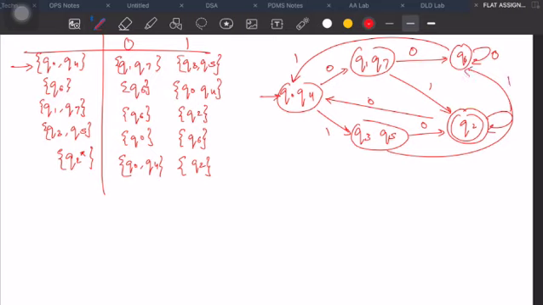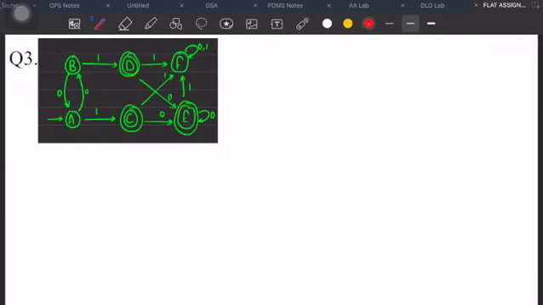And I think that is the new DFA that we have achieved. So now it's time for the third question. In this particular question, there are 6 states given. So as we have seen in the previous questions, we just make the transition table.